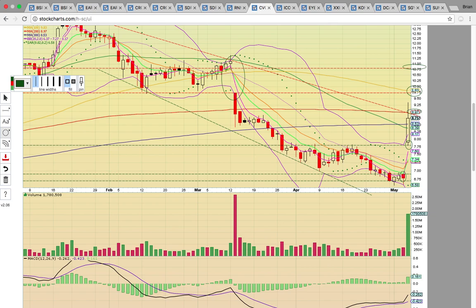If it fails to get above these moving averages here, and then you could see it's above the 50 and 300-day simple moving averages.